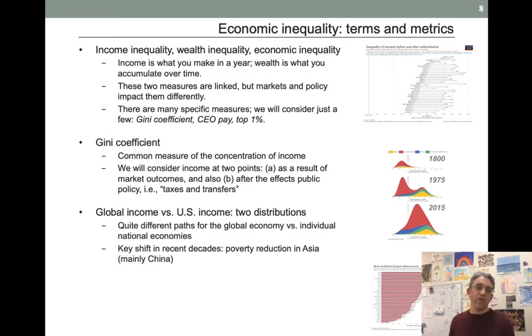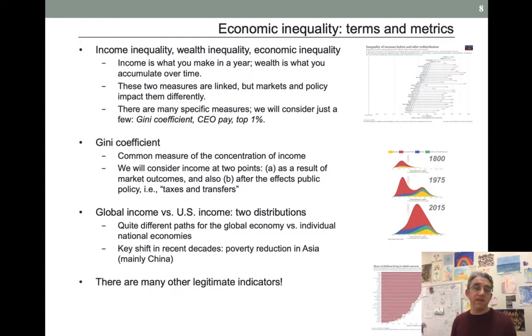And it is worth noting that global income and U.S. income and the distributions thereof are really quite different. There's been different paths for the global economy versus individual national economies, and we'll touch on that in a little bit. I think it would be wrong not to mention that a key shift in recent decades has been poverty reduction in Asia, especially China. And we'll take a look at those graphs in a little bit. Certainly one of the biggest trends in economic inequality globally in the last generation.